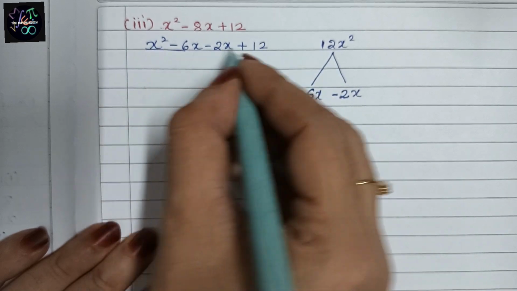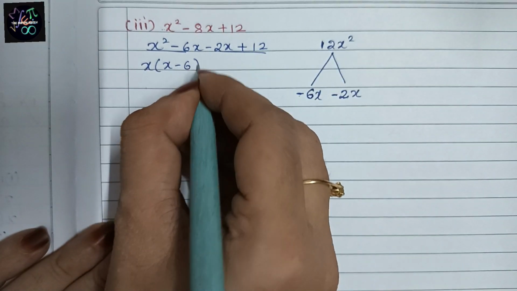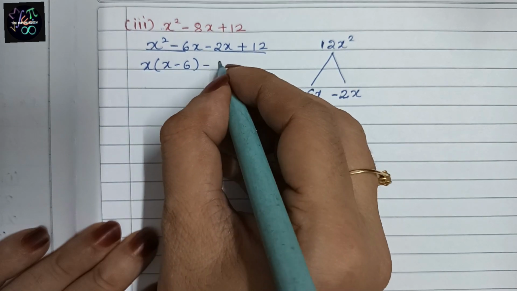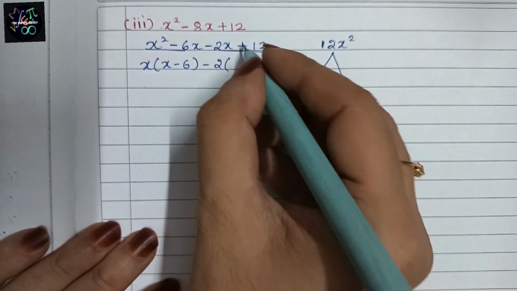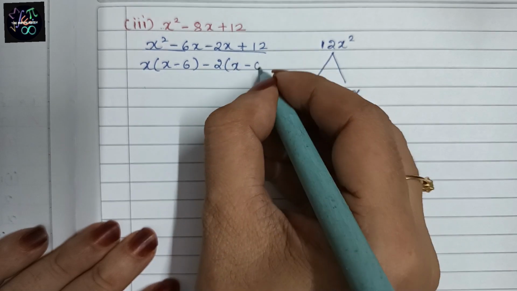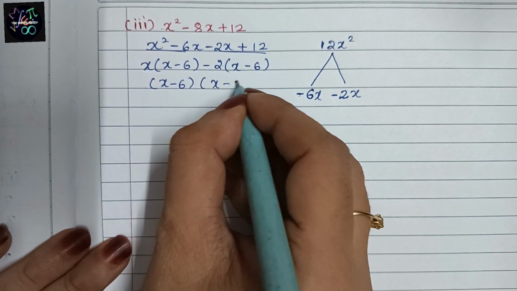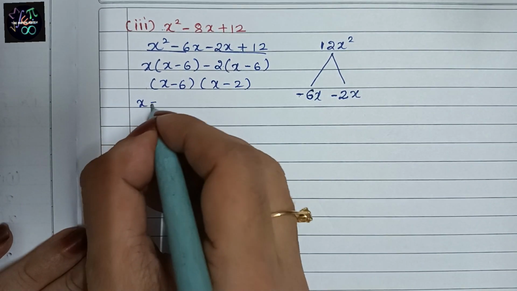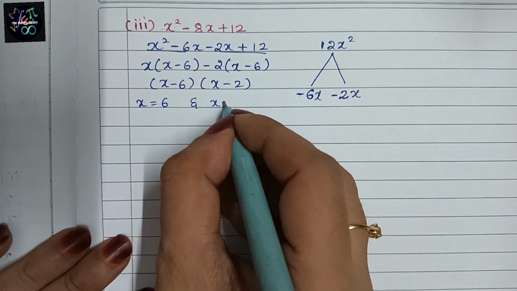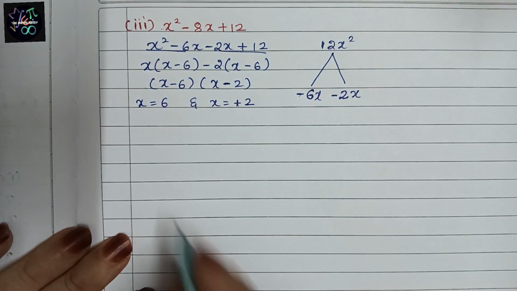Now let us take common. X we have common here. So we got x minus 6. Now I'll take minus 2 common. So when we take minus, this plus becomes minus. X 6, 2 6s are 12. So x minus 6 is a common bracket. X minus 2 is the remaining factor. So x is equal to 6 and x is equal to 2, not minus. When we have minus, it becomes plus.